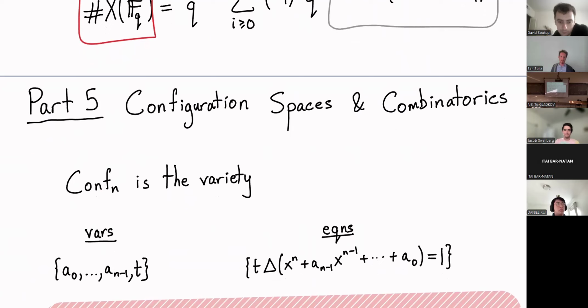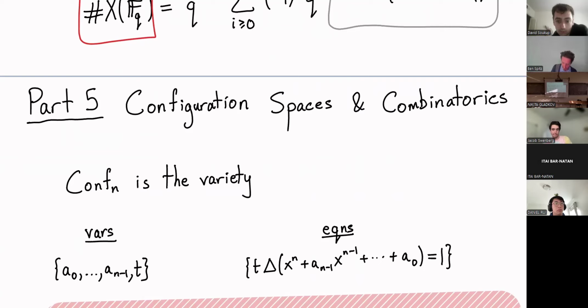So here's the variety we're going to apply this technique to. It's called the configuration space on n points. It's a system of polynomial equations. It's a variety with finitely many variables: exactly n+1 variables and exactly one equation. But the t is really a dummy variable. What's going on here is I want to think about the space of degree n monic polynomials which have no repeated roots.